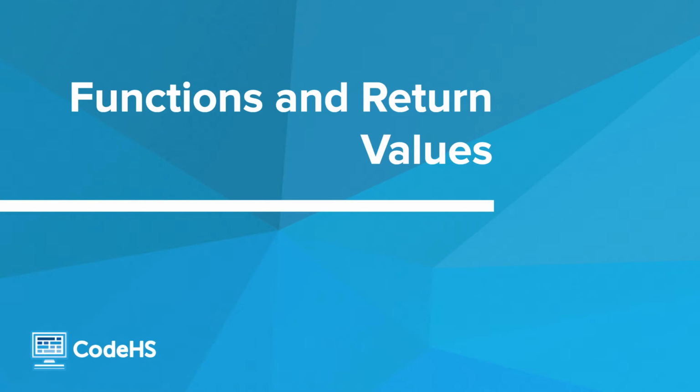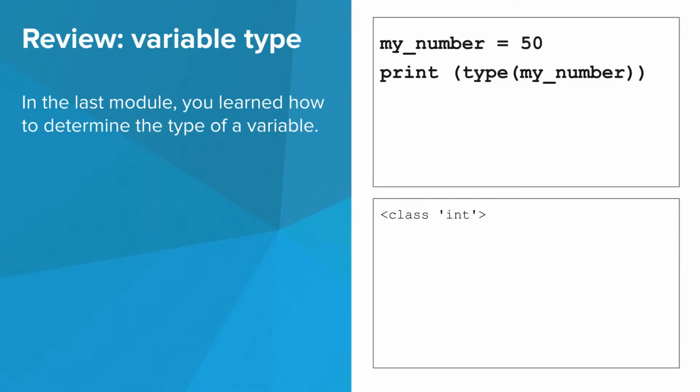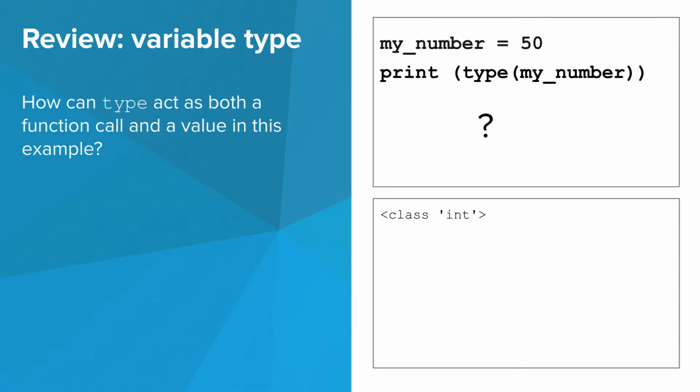Welcome back. This is the last video on functions, and it covers an important piece of the puzzle that's been mostly left out so far: return values. Think back for a second to when you learned how to determine the type of a variable. Now, print is always followed by some value that is printable. In this example, the word print is followed by a function call. So how can type act as both a function call and a value in this example?